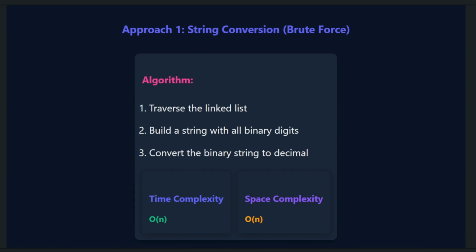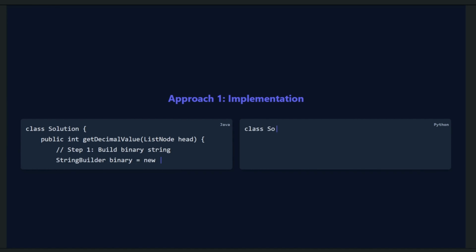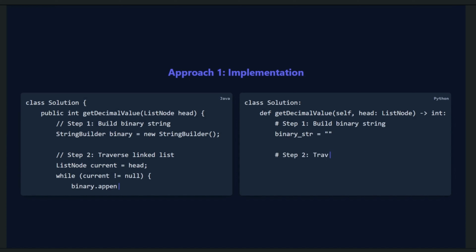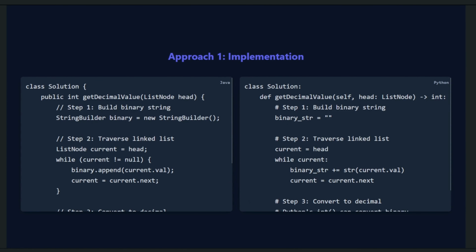Let's see the code implementation for both Java and Python. In Java, we use a StringBuilder to efficiently build our binary string as we traverse the linked list. Then we manually convert from binary to decimal by processing the string from right to left, using Math.pow to calculate powers of 2. In Python, the solution is even more elegant.